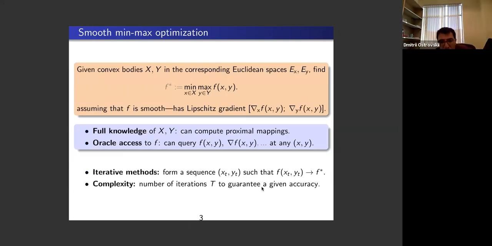So first of all, let me give some background. I'm always talking about smooth min-max optimization problems. What it means is we have a function f of x, y of two variables. Variables are constrained to known convex subsets, convex bodies in the corresponding Euclidean spaces, x and y. In particular, x might just coincide with the whole space. In this case, the problem is unconstrained in x. In y, the problem though is constrained always. The set y has to be bounded in this framework, and this is not too much of an assumption.